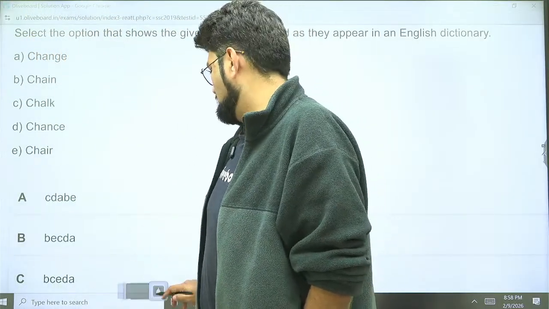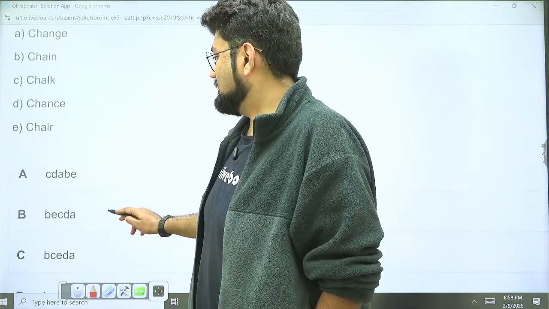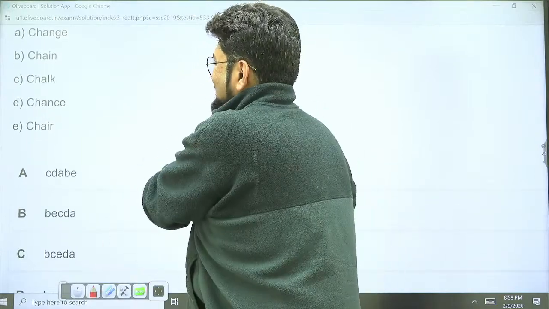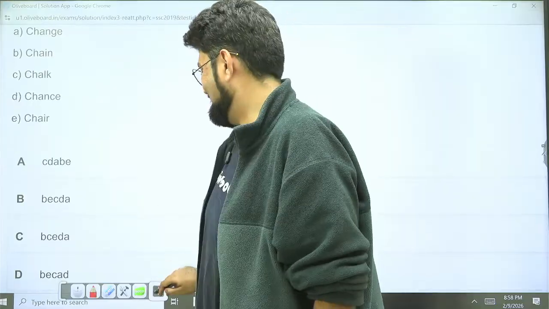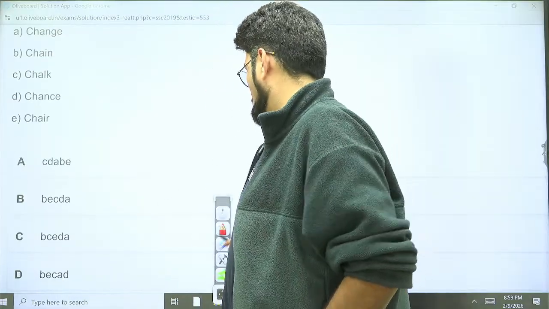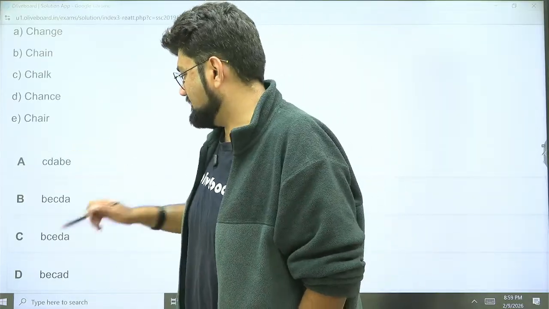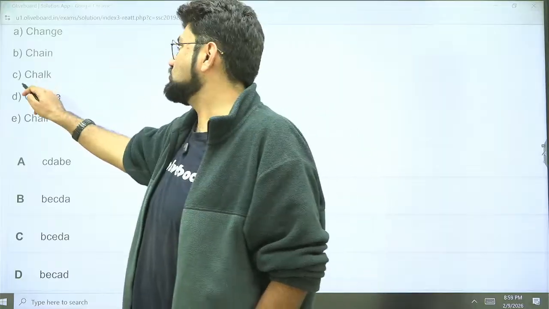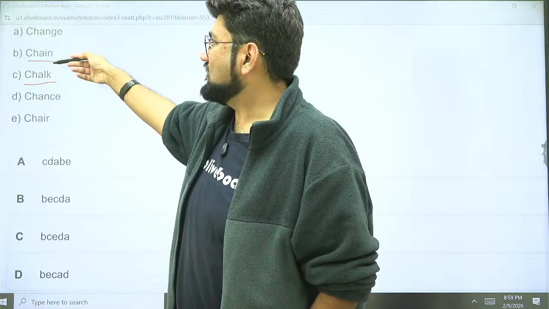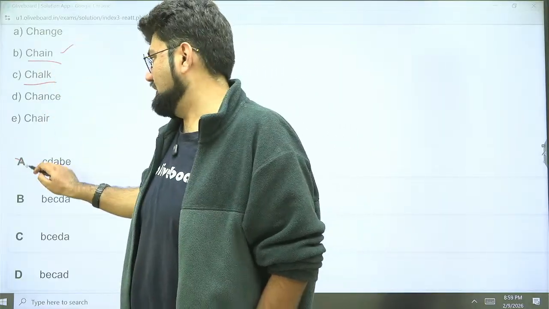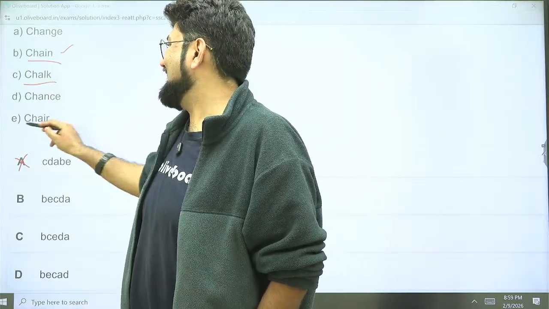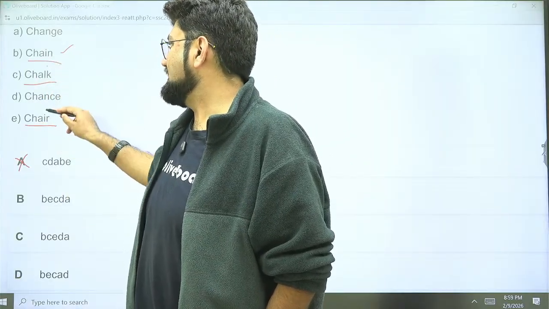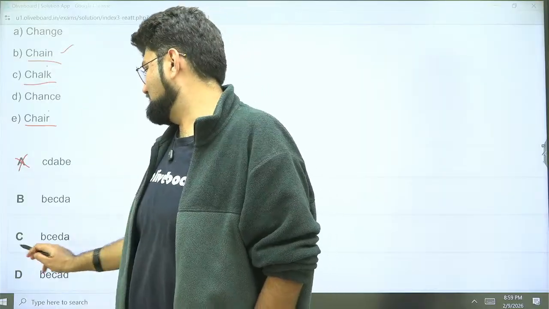the options here, let's slightly reduce the size. So what are the options telling us? The first one is between C and B. Between C and B, I have chalk and chain here. Of course, chain is going to come first, so this will be eliminated right away. Next position is C and E. So we have chalk and chair. Chair will come first, E will come next. So this is also gone.